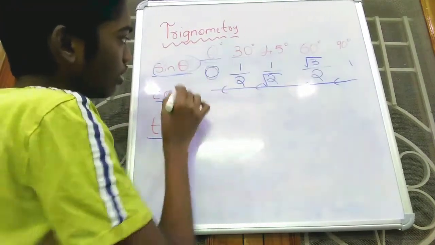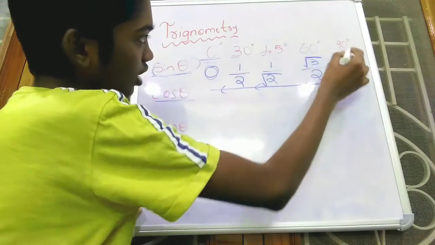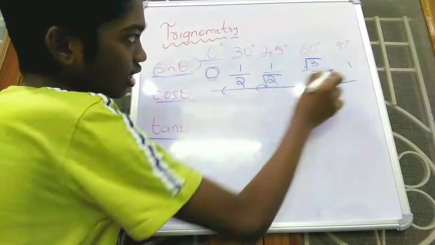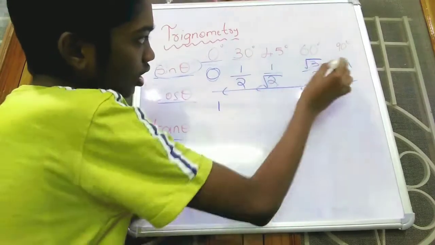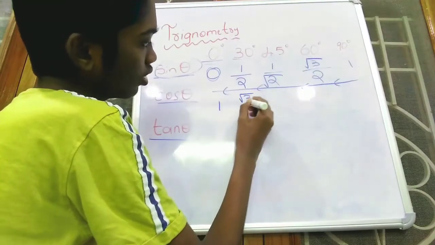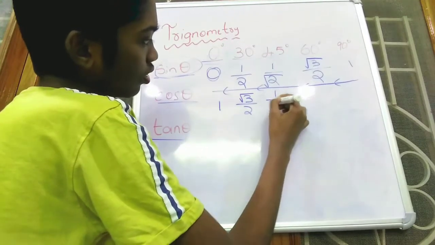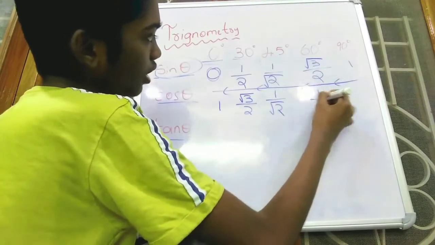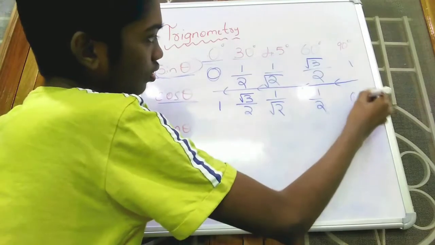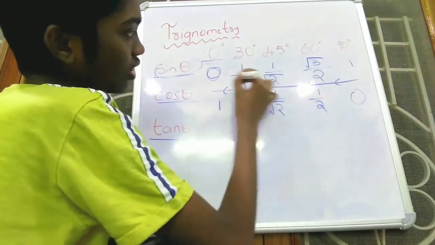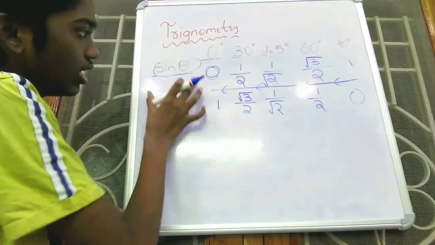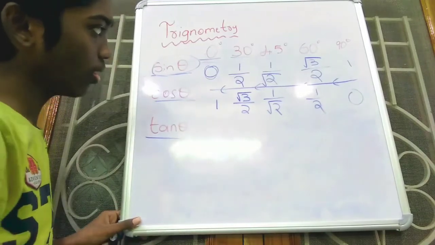So cos 0 will be equal to sin's last value, which is sin 90. Means from reverse let us write sin 90 equal to 1. Next is root 3 by 2. And next is 1 by root 2. And next is 1 by 2. And next 0. Here I have just written the reverse values of sin theta, that is cos theta.